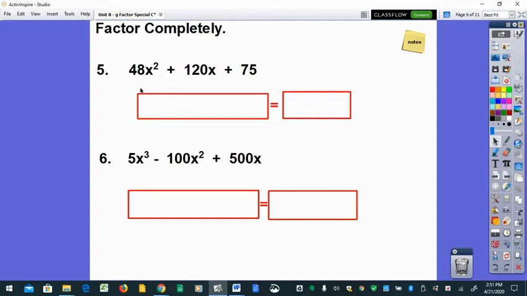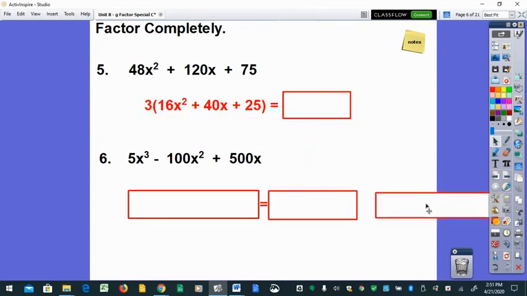So the first one, was there a GCF? The answer is yes, it is 3. Now remember to find divisibility by 3. If you took the 8 plus 4, you get the number 12. That's divisible by 3. The 1 plus the 2 plus the 0 is 3. 3 is divisible by 3. And 7 plus 5 is 12, and that's divisible by 3. So all 3 of these numbers are divisible by 3. When you pull the 3 out, you're going to have a 16x squared left, plus a 40x, plus a 25.